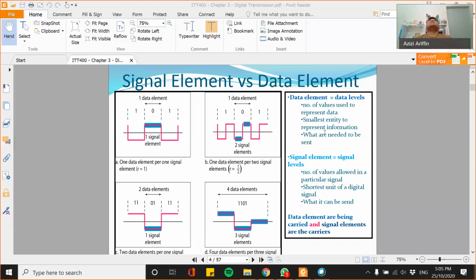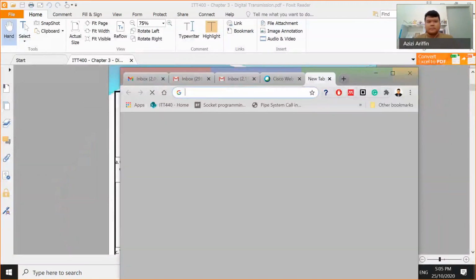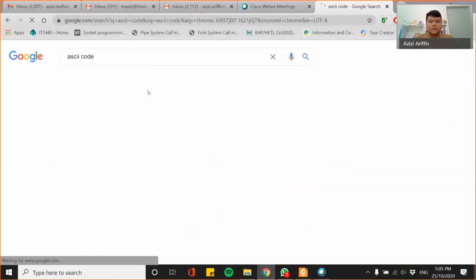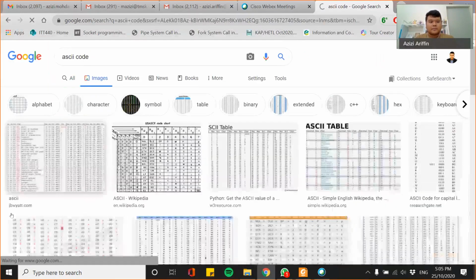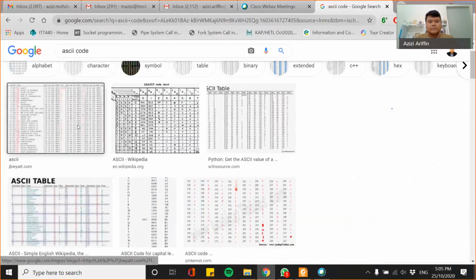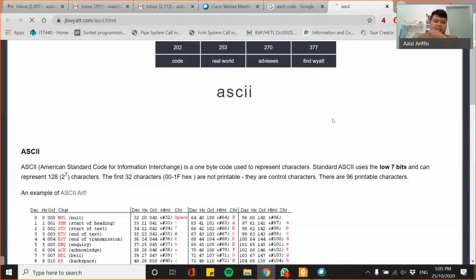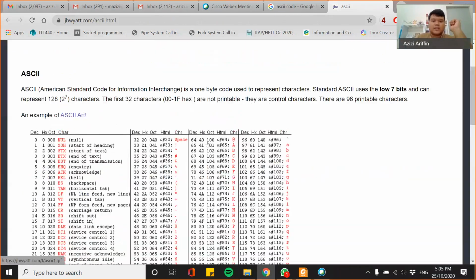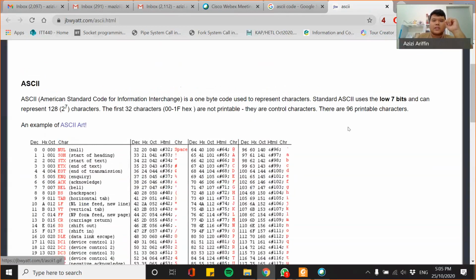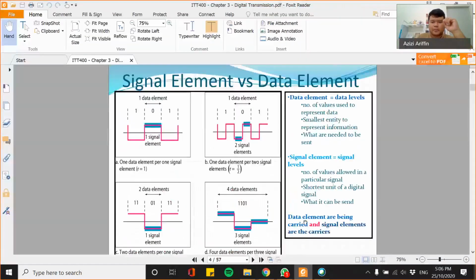For example, let's say the data is in ASCII form. Let me open up my browser here. For example, ASCII. You see from here, for example, the ASCII code. If you want to send the character A, it is actually represented in hexa as 41. If we convert it into binary, it is actually 0100 0001. So how many data elements? We actually have 8, right? So that is what we want to send.